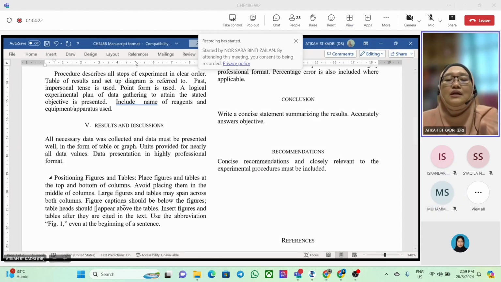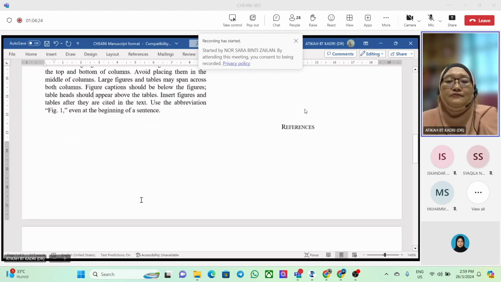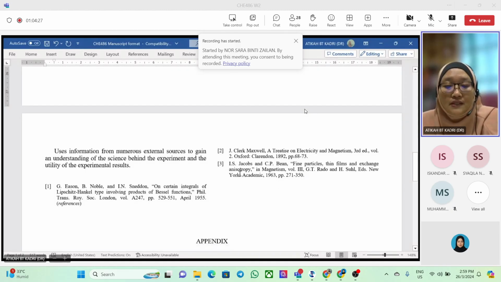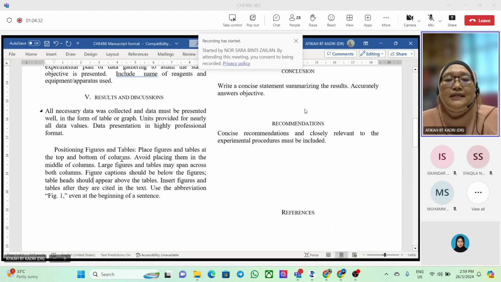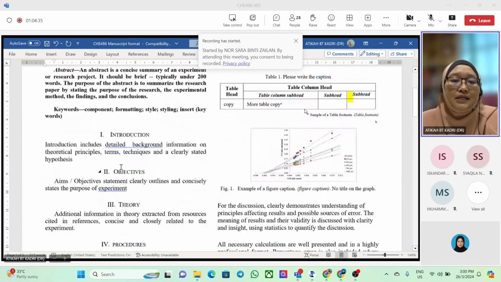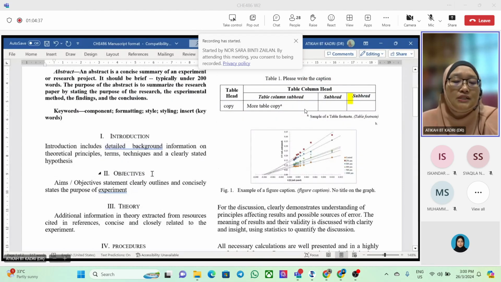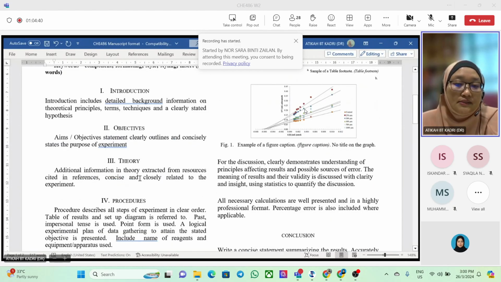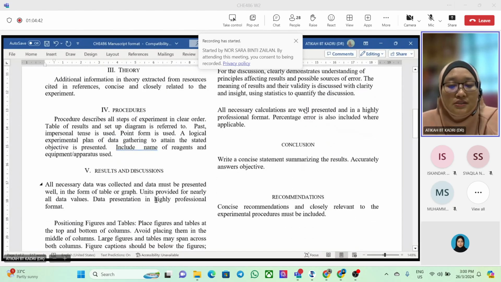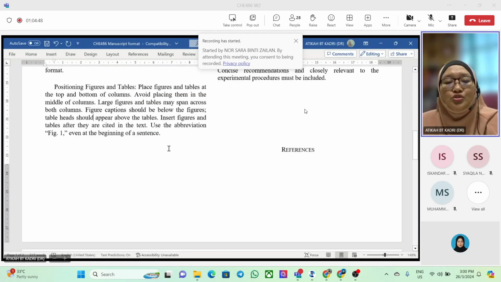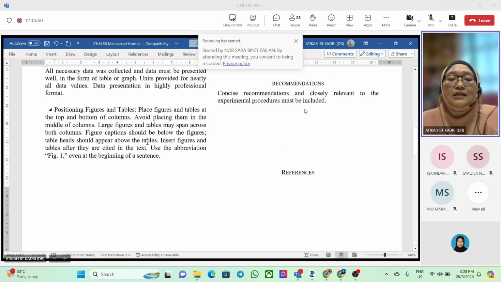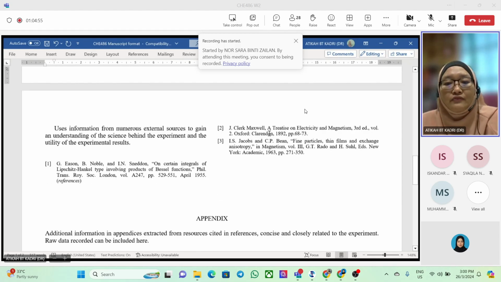So make sure the reference list that you have here is the reference that you quoted in your text. It doesn't matter where, maybe in the introduction, the theory, or in the results and discussion. If you quoted that reference, then you should have the reference number written in the text, and you also should have it in the reference list. Are we okay?